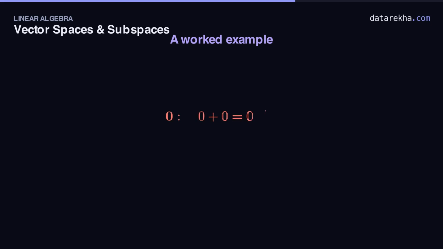Set C is the fastest of all. Test 0 right away. 0 plus 0 is 0. But the set demands the answer be 1. 0 isn't in C. So we're done. It's a line parallel to A, pushed off the origin, not a subspace.